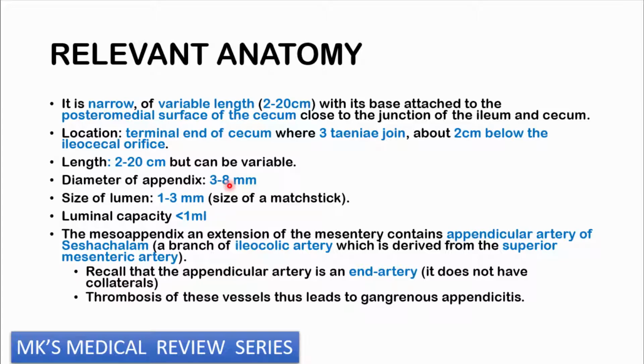And when it comes to the blood supply to the appendix, the mesoappendix is actually an extension of the mesentery, and it's going to be containing an artery, which is referred to as the appendicular artery of Seshachalam. So this appendicular artery is actually a branch of the ileocolic, which is a branch of the superior mesenteric artery. And remember that the appendicular artery is actually an end artery. What I mean by an end artery is it doesn't have any collaterals. So it means that if this artery is blocked, meaning the main blood supply to the appendix is blocked, this can easily lead to gangrene. It can easily lead to perforation.